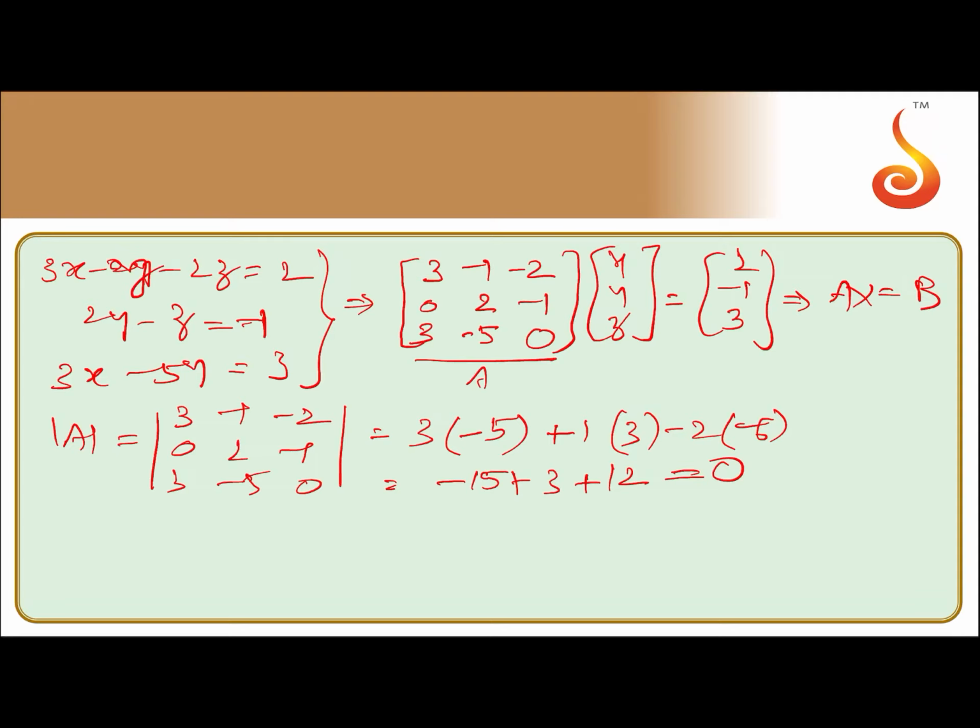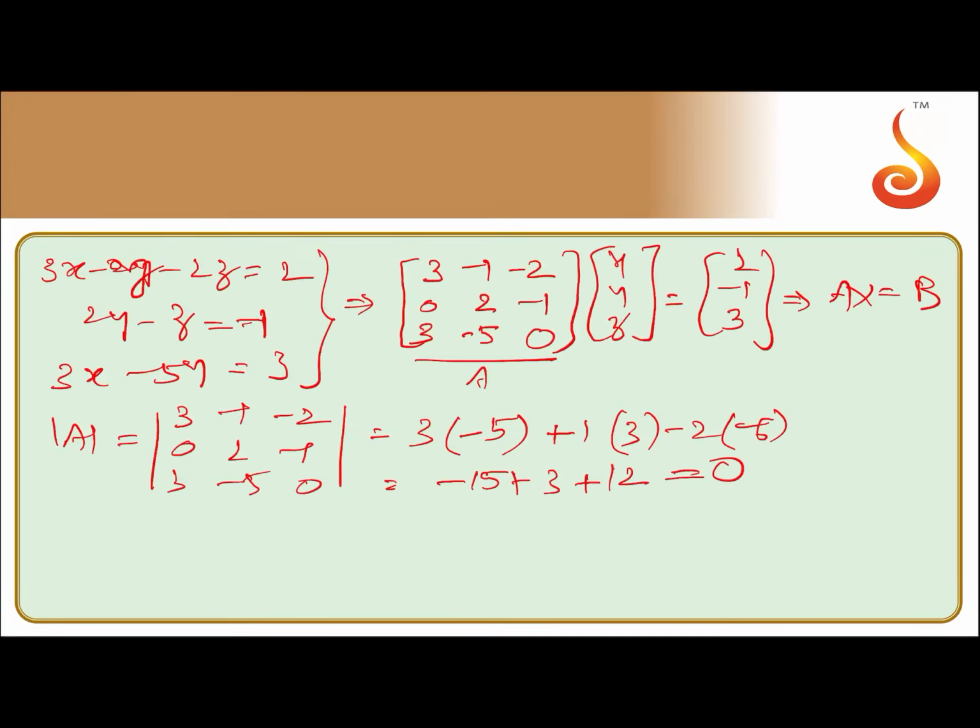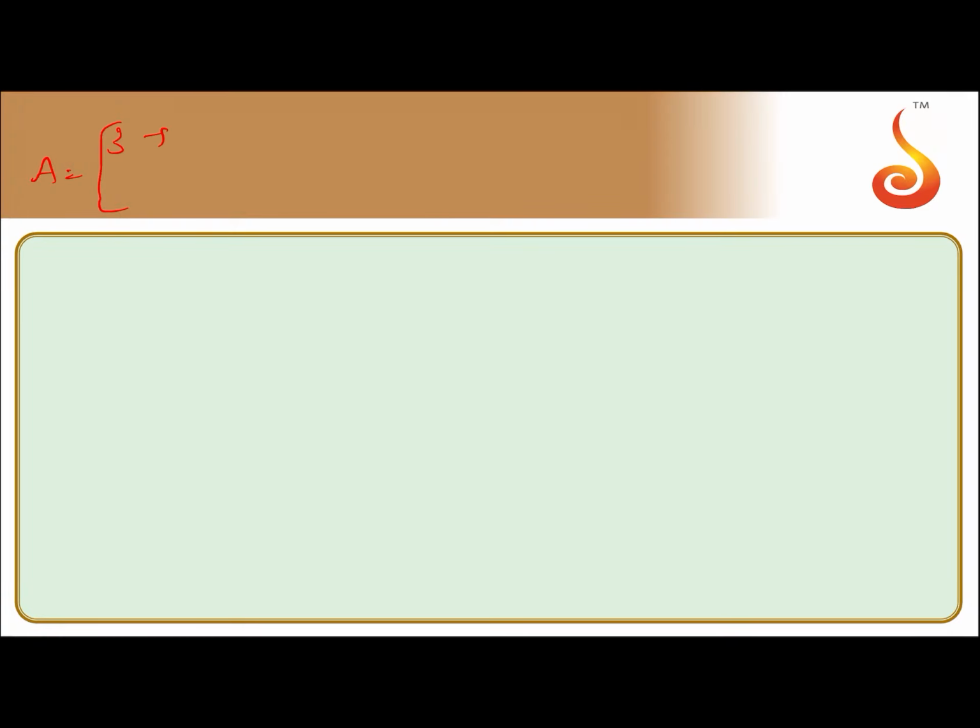Now along with this, I need to check the adjoint of the matrix, and then we have to find adjoint A multiplied by B. To calculate this, I consider the A matrix, which is 3, minus 1, minus 2; 0, 2, minus 1; 3, minus 5, 0. This is the A matrix. Let me consider the cofactors of the elements of A.